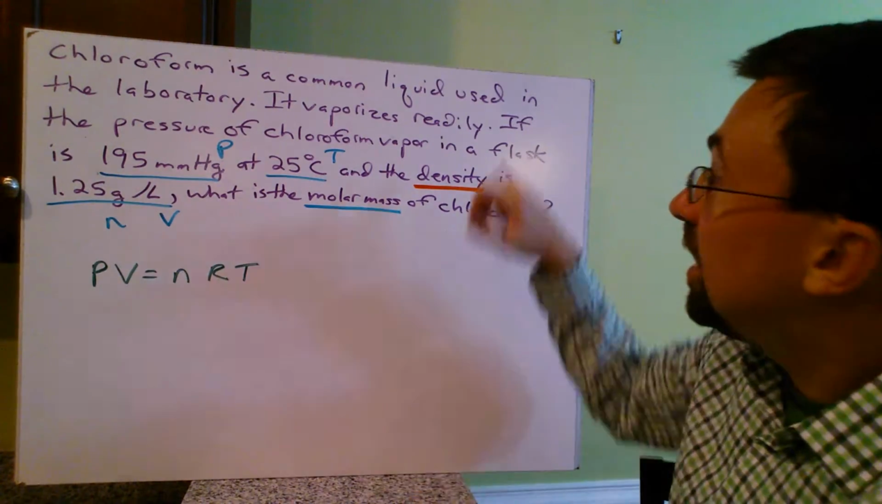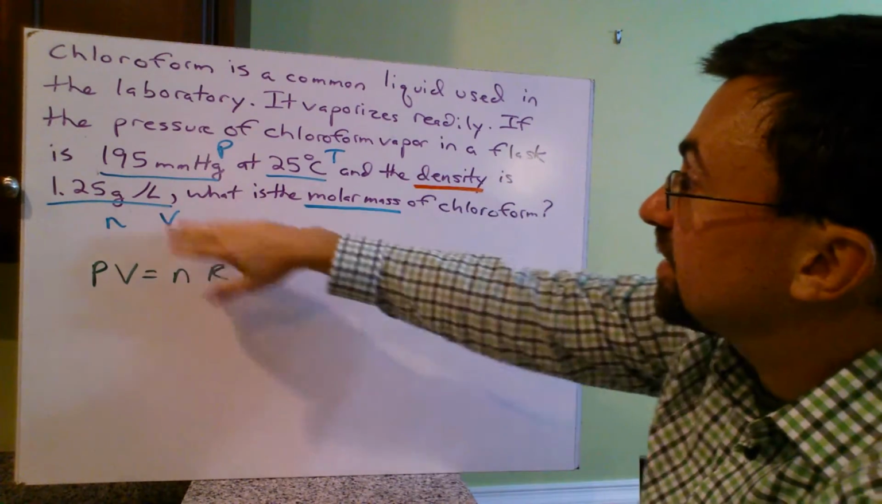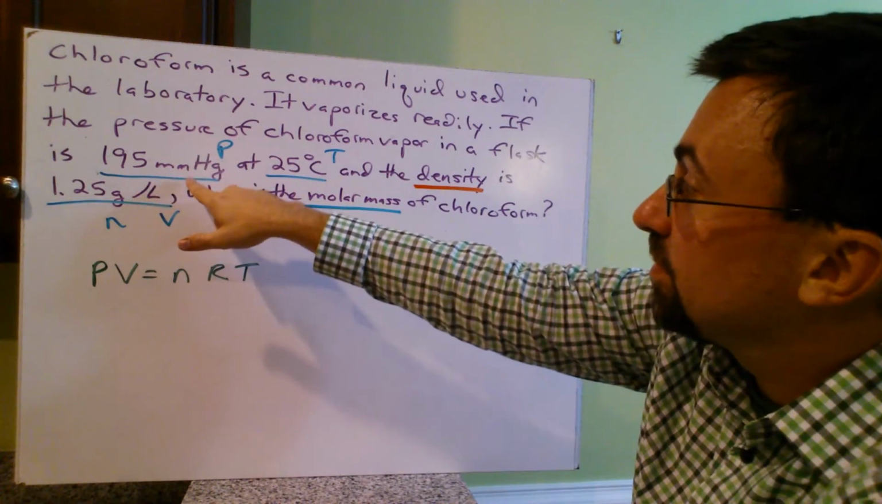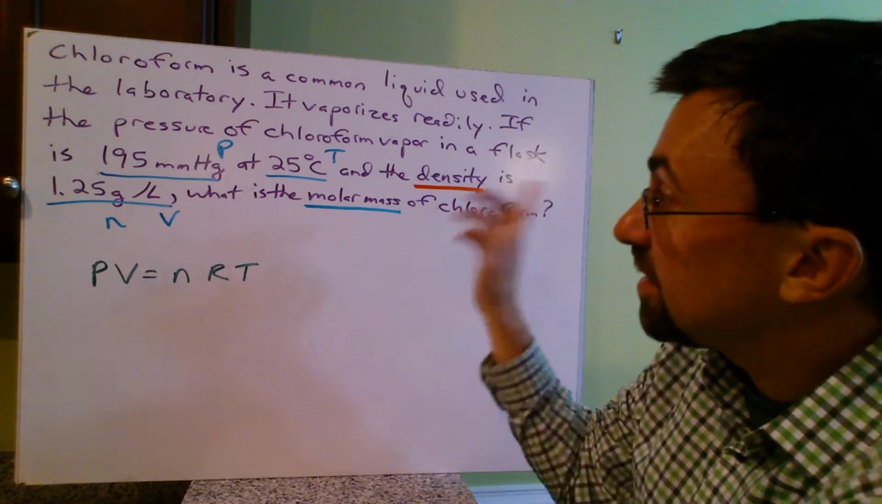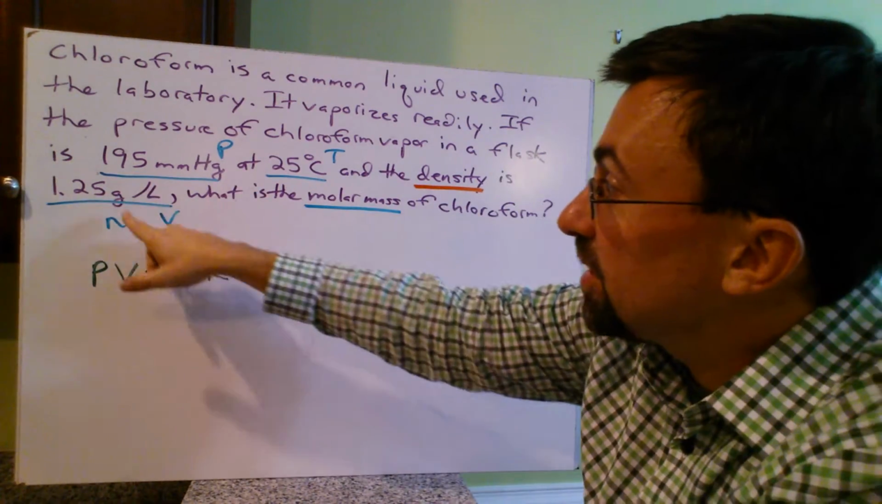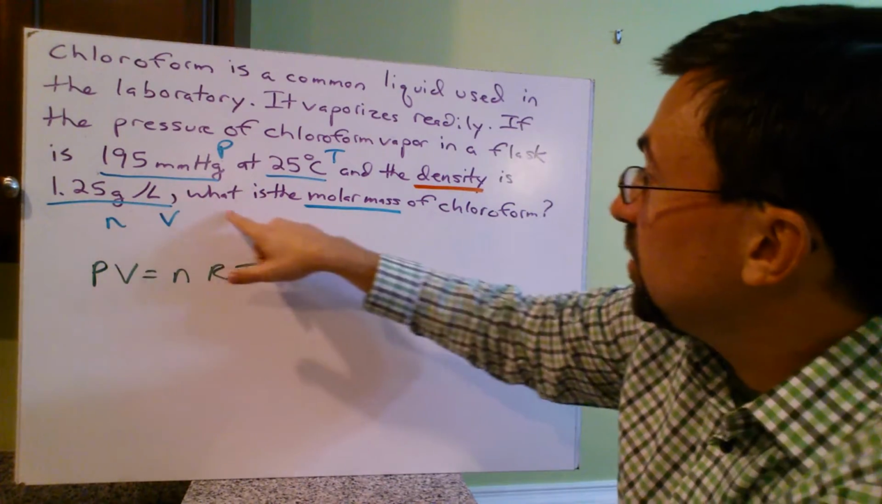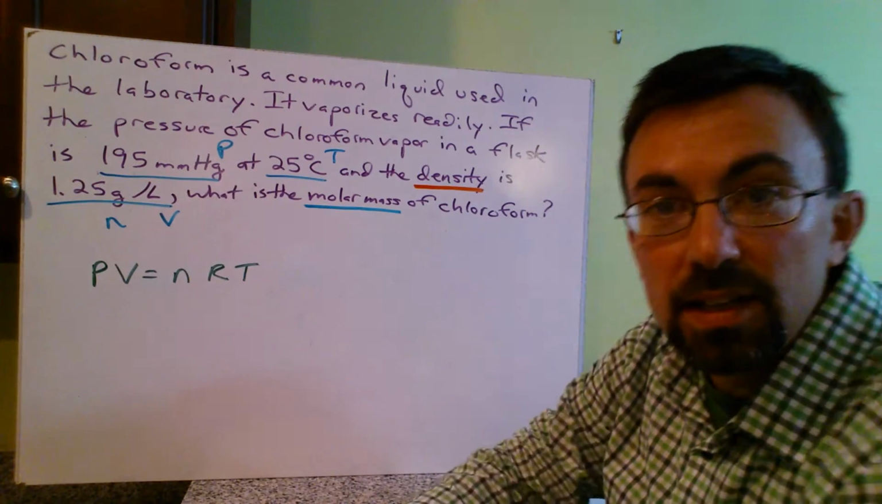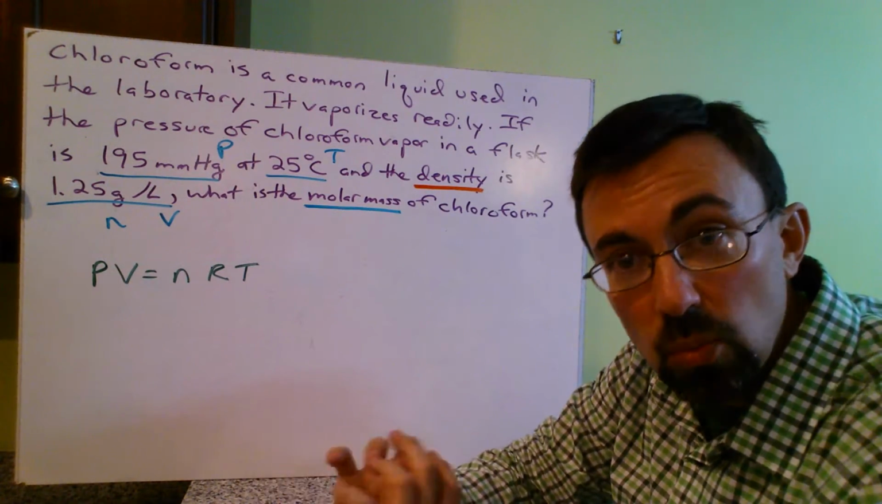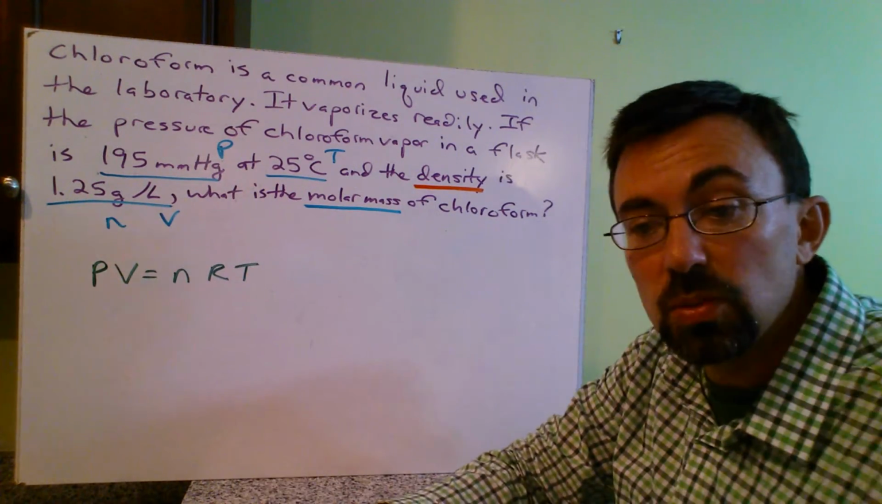Moving on. If the pressure of the chloroform vapor in a flask is 195 torr, awesome. That's a pressure. 25 Celsius, that's the temperature. The density is 1.25 grams per liter. Grams is amount, liters is volume. What's the molar mass of chloroform? P, V, N, and T. That tells me this is a PV equals nRT. It's one shot. We're just going to plug in. So what's that look like?